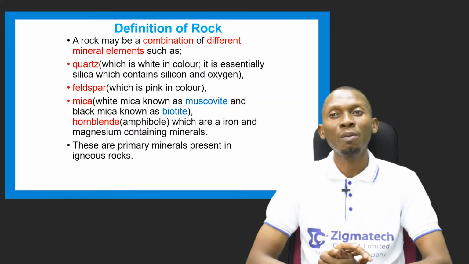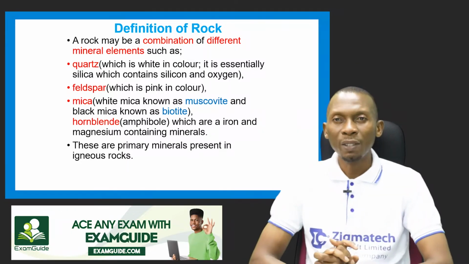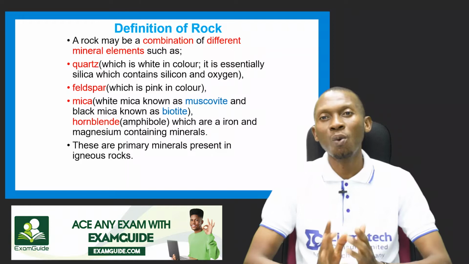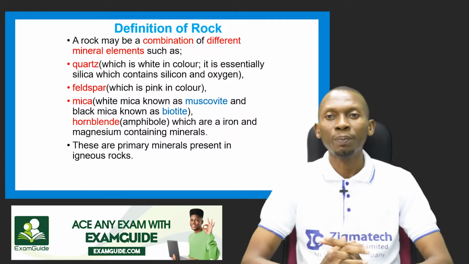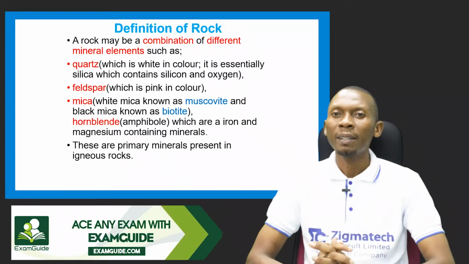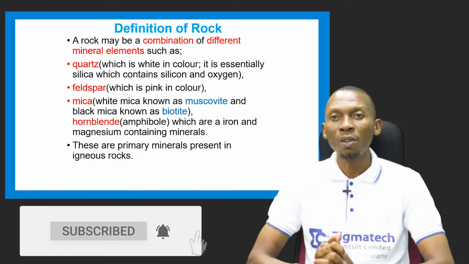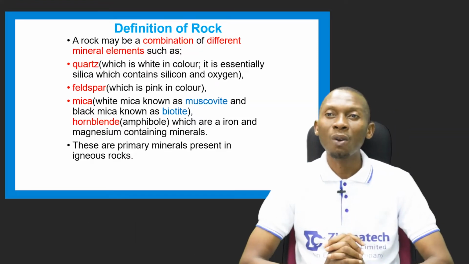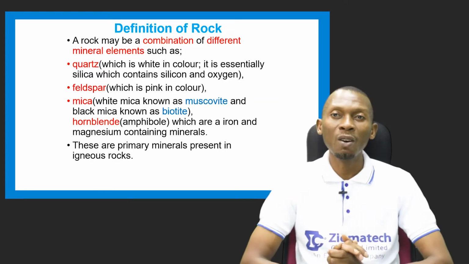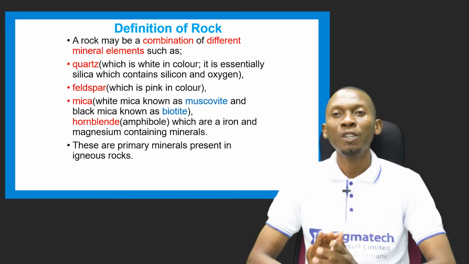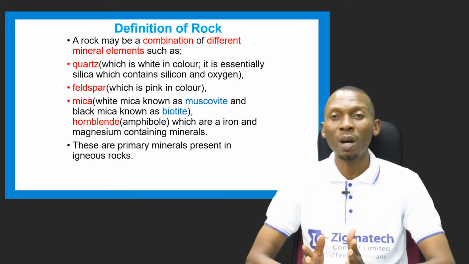Now a rock is a combination of different mineral materials. Now let's take a look at these mineral materials. We have mineral materials such as quartz, feldspar, mica, and hornblende. These are examples of some minerals, elements that are found in rocks. And the quartz is white in color, which is essentially silica, which is made up of silicon and oxygen. Feldspar is pink in color. Mica is white in color. It could be white and it could be black.